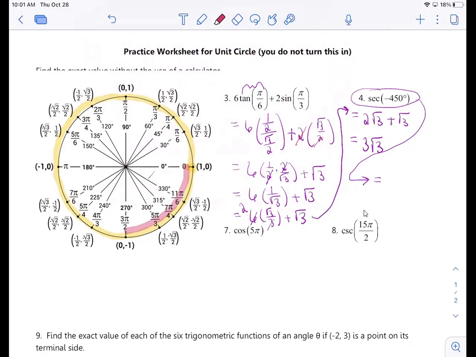Now remember, secant is your reciprocal for cosine. So cosine's my x value. Well, what's the reciprocal of 0? That is undefined. Right? Because we can't divide by 0.